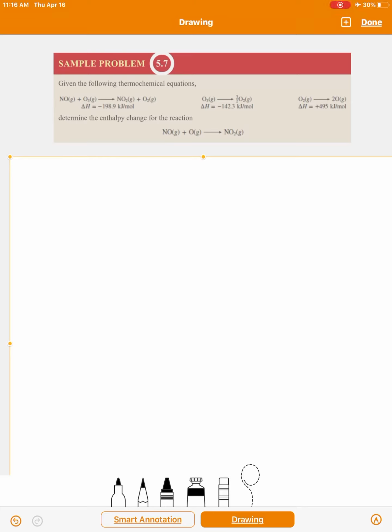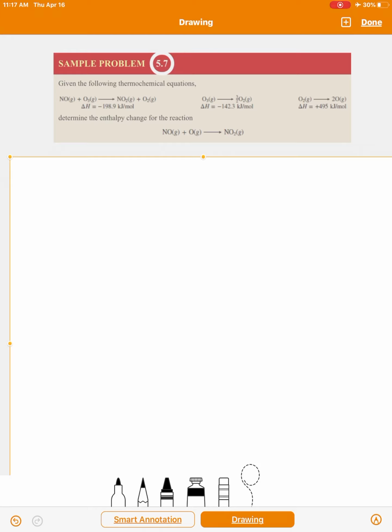Okay, here's sample problem 5.7. Given the following thermochemical equations, determine the enthalpy change for the reaction NO plus O turns to NO2. So this is a standard Hess's law type problem. What we're going to do is combine the first three equations that are given to give us the fourth equation. If we do that, we can then add the delta H's for those first three equations to give us delta H for the fourth reaction.